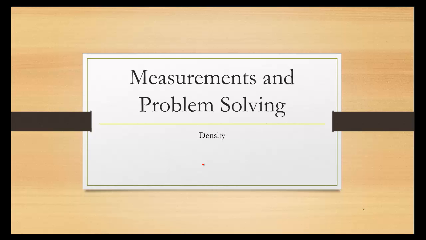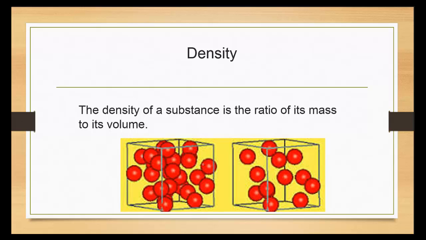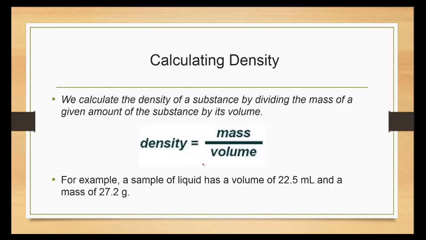In this tutorial, we will be discussing density. The density of a substance is the ratio of its mass to its volume. We calculate density of a substance by dividing the mass of a given amount of a substance by its volume.